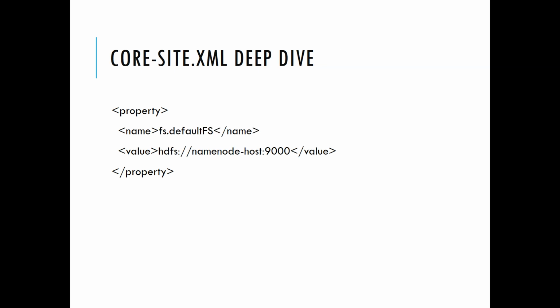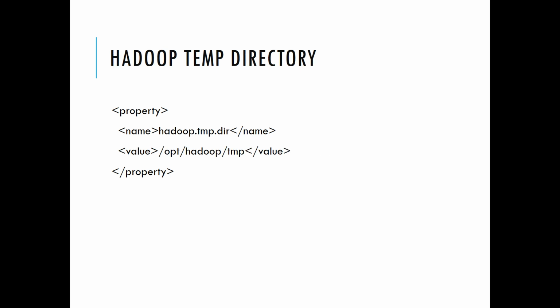Moving on to core-site.xml, this file contains the foundational settings for Hadoop. One of the most important is fs.defaultFS, which defines the default file system URI, commonly set to the NameNode host and port. This configuration determines how clients connect to the HDFS cluster. Another core setting is hadoop.tmp.dir, which specifies the temporary working directory used by Hadoop for storing intermediate files. This should always point to a reliable and persistent storage path like /opt/hadoop/tmp rather than the system /tmp directory, which may be cleared upon reboot.